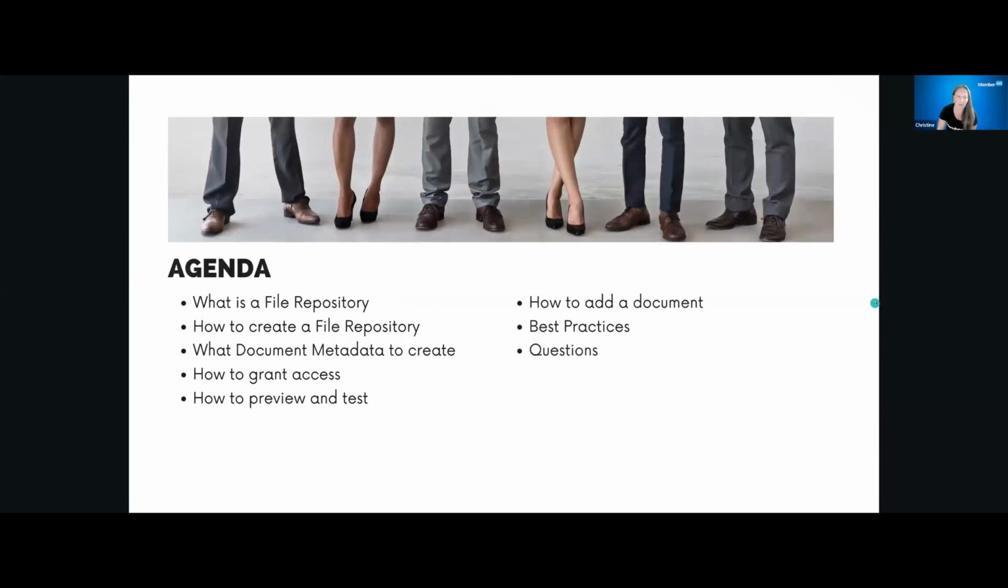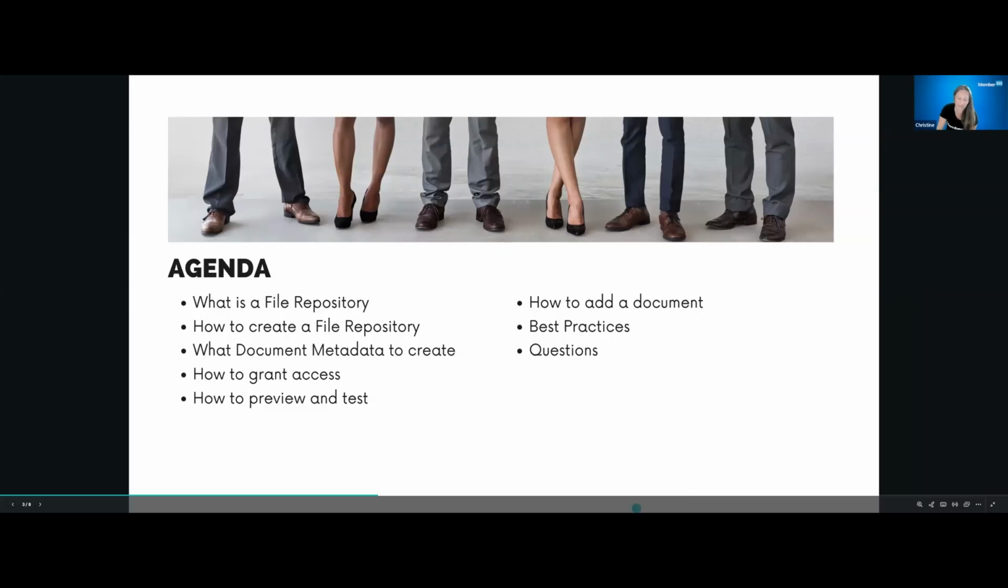All right, so what are we going to cover today? First off, what is a repository? How do you create a repository? What is document metadata, and what do you need to create? How to grant access to members or specific groups? And then how do you test it and how does it work? And then how to add a document. So we will go through all those with some best practices and questions. Again, put questions into the Q&A. I will do a Q&A session at the end. If I do see them as I'm going, I will try to answer them as I go.